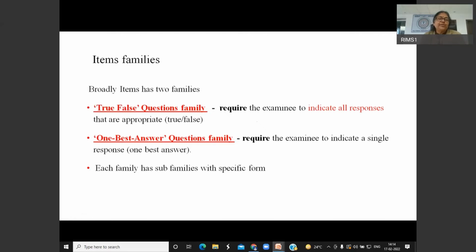So the true-false options family requires the examinee to check all the statements, whether each is true or false. And in one best answer, they have to select one best answer. So this is the main difference between these two types. But both of these families have different subtypes, which we will also be discussing in later classes.